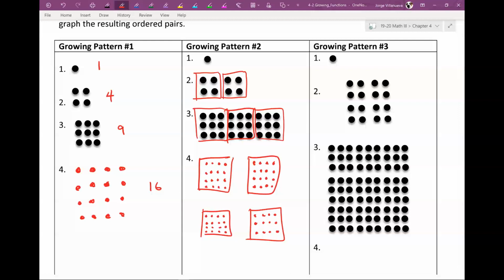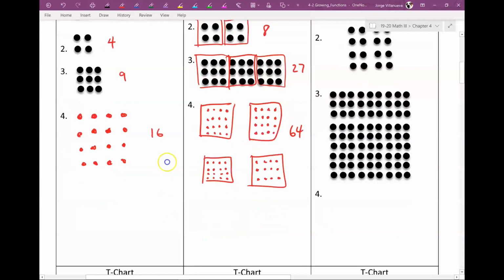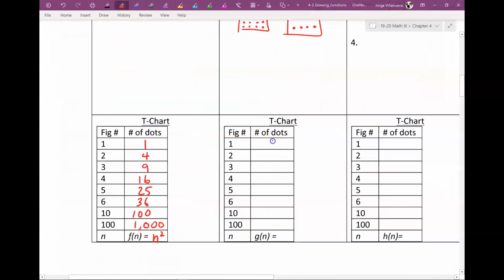Now, how many total dots? Let's see. On the first one, there's 1. On the second one, there's 8. On the next one, that's 27, because it's 3 by 3, that's 9 three times. So 9 times 3 is 27. And then on the fourth one, there's 16 dots 4 times. So that's 64. Right? So we're at 64 now. Let's go down to the table and write this down: 1, 8, 27, 64.